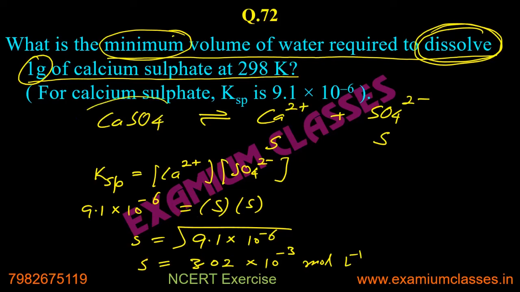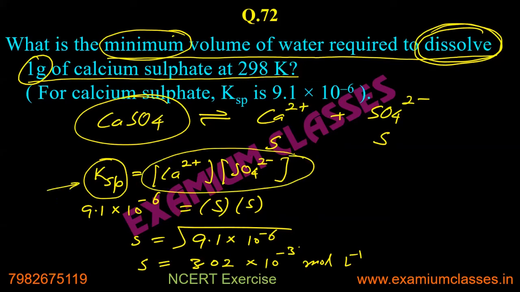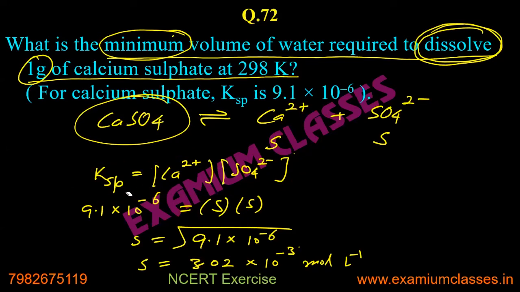Now calculate the molar mass of calcium sulfate, because we need how many grams in 1 liter. So this is the limit. You can dissolve a maximum of 3.02 into 10 power minus 3 moles in 1 liter. If you go beyond this, the ionic product will be more than the solubility product constant. If S is greater than this, the ionic product will become greater than the solubility product constant and precipitation will take place. So this is the maximum amount.